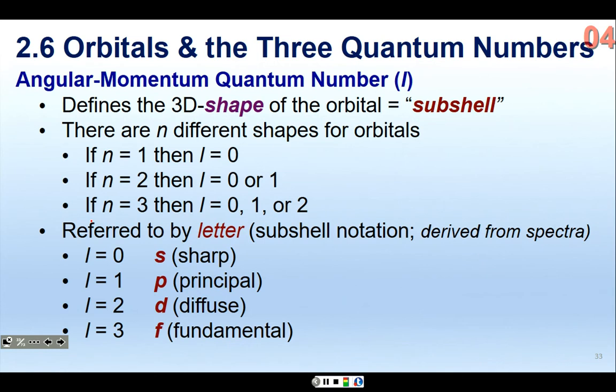The next quantum number is called the angular momentum quantum number, l. These letters are typically italicized, but that's not a big emphasis. You'll notice that as you go along, perhaps.